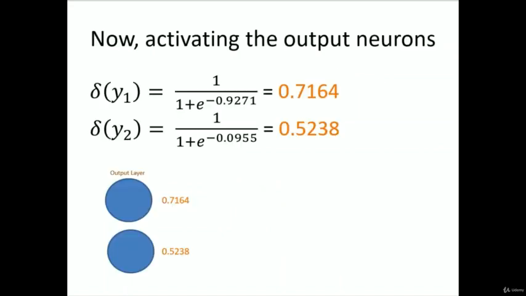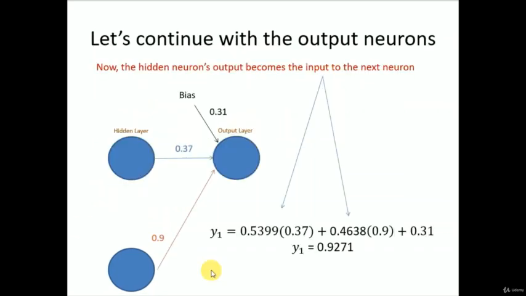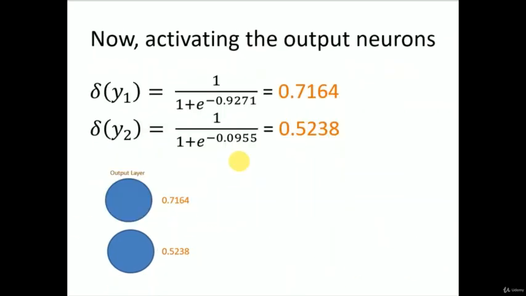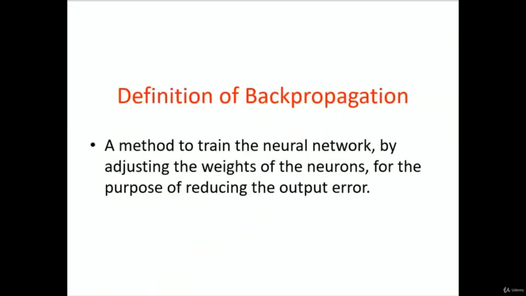Now, again, we're going to run them through an activation function. So we just plug in 0.9271 here in this sigmoid function, and we get 0.7164. And similarly, we plug in the value that we got for the second output neuron, and we get 0.5238. So this is the output layer, and these are the values that we get after the activation function. Now we're going to calculate the loss based on these values. So here we finished talking about the forward propagation.